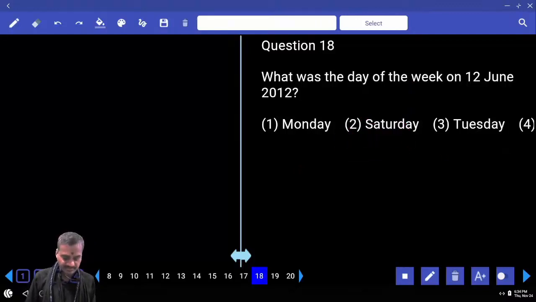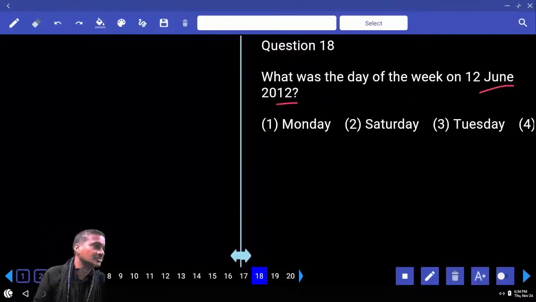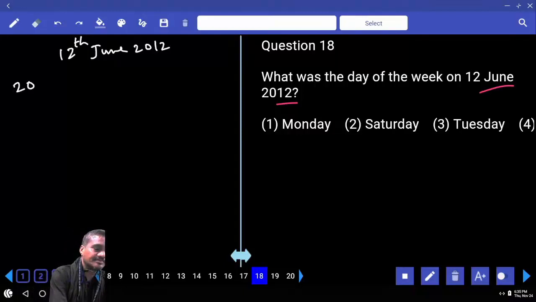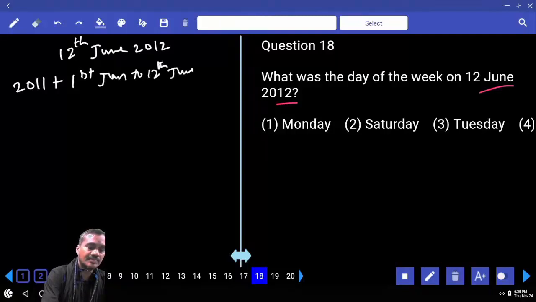My 18th one. Now, what was the day of the week on 12th June 2012? Now, we need to find out 12th June 2012. 2012 is the year running, isn't it? How many years were completed before this? 2011 years were completed, plus 1st January to 12th June 2012.